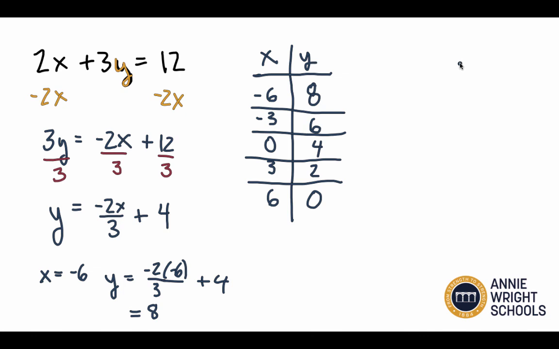Now when you go to graph this line, go back 6 and up 8. That point would be right up here. Go back 3 and up 6. Over 0 and up 4. Over 3 and up 2. Over 6 and up 0.